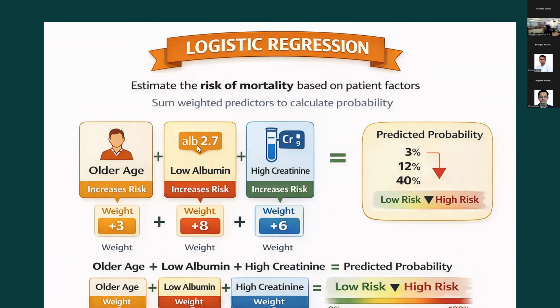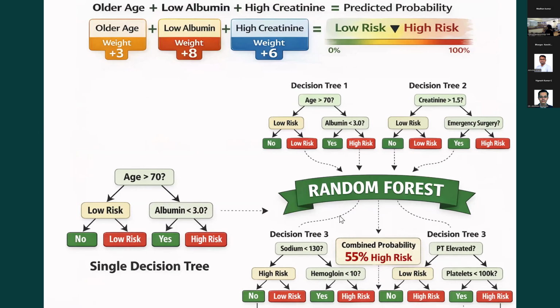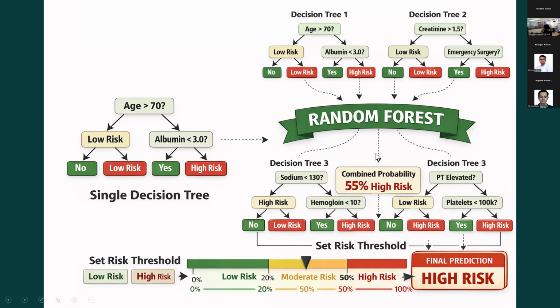So before moving on, I've mentioned four models. So what are these four? Logistic regression, as you know, we measure the estimated mortality based on the patient factors, calculate the probability, give certain weightage to certain factors, and predict the overall risk. Then there are other models like random forest. As we know, a forest has individual trees. Here, this random forest will have individual decision trees. For example, this is a single decision tree. So if your age is more than 70, you classify as high risk.